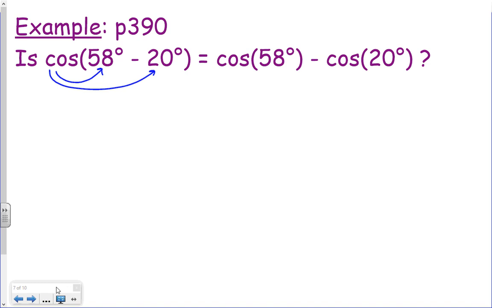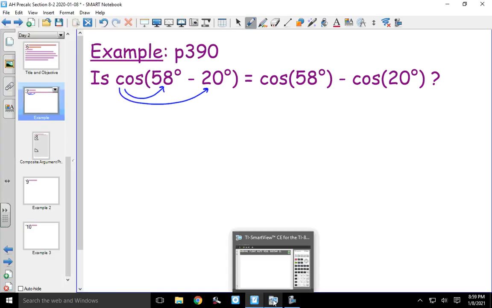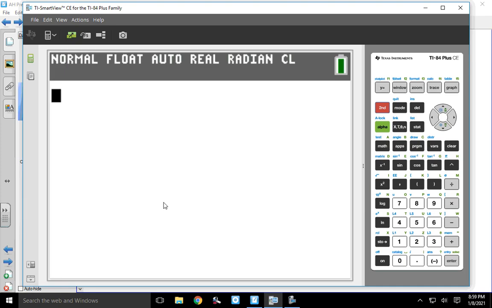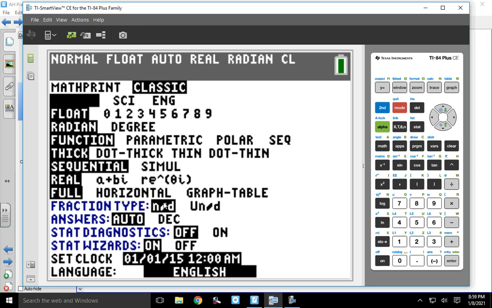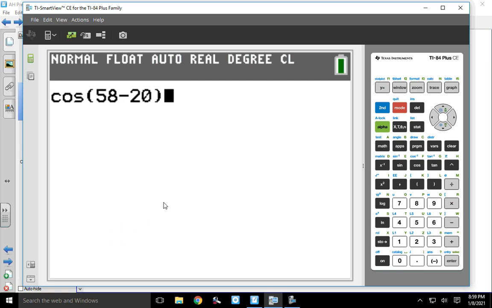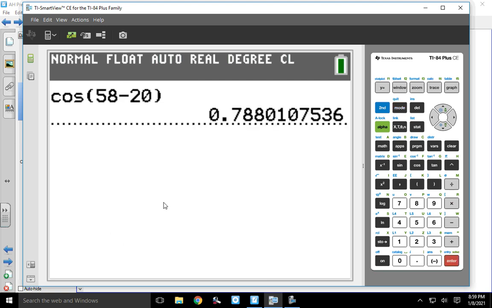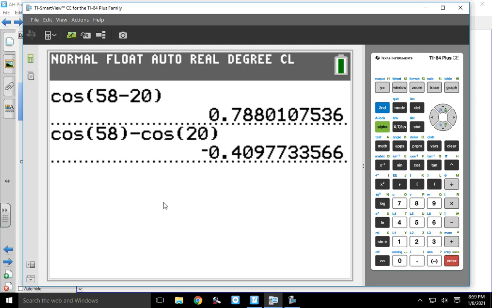This is not something we're going to be able to do without a calculator. So grab your calculator and let's see what we get. We're just going to punch in what we see on the left side, punch in what we see on the right side, and see if they're the same. So we've got the cosine of 58 minus 20. Now this is in radians, so let's switch our calculator over to radians. Or sorry, it's in degrees. So we're currently in radians. Let's switch over to degrees. So we get 0.788. And if we take the cosine of 58 minus the cosine of 20, we end up with definitely not the same thing. Let me just grab a picture of that.